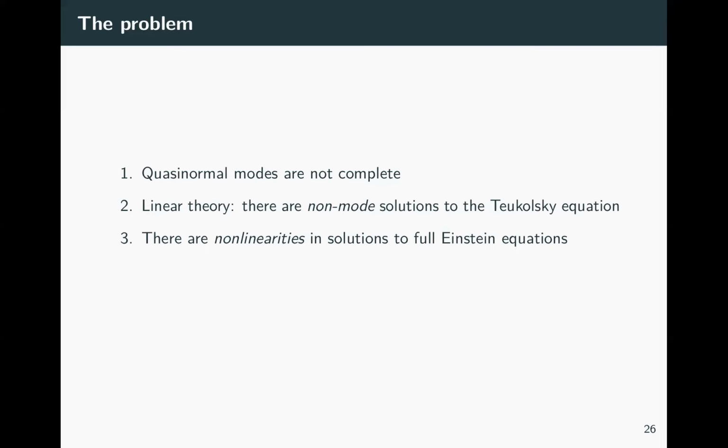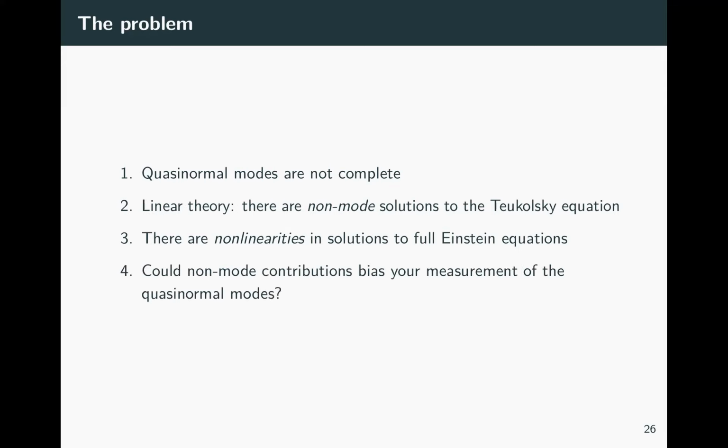Of course, there are nonlinearities to the Einstein equations, which might also introduce features to your solution that don't look like QNMs, and you shouldn't model them with QNMs either. Okay. So could these non-mode contributions bias your measurement? Could you be trying to fit modes to something that's not a mode, and then you're incorrectly asserting that you've measured something that wasn't there? That's the nightmare scenario people think about in the ring down literature.